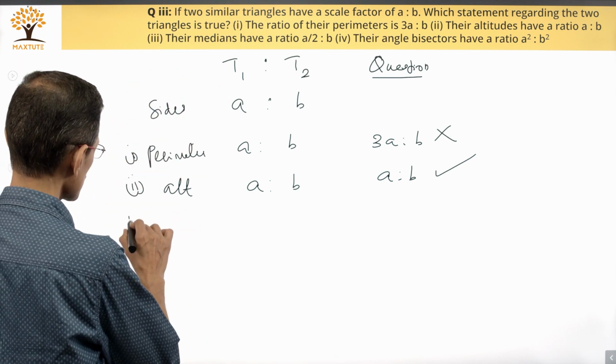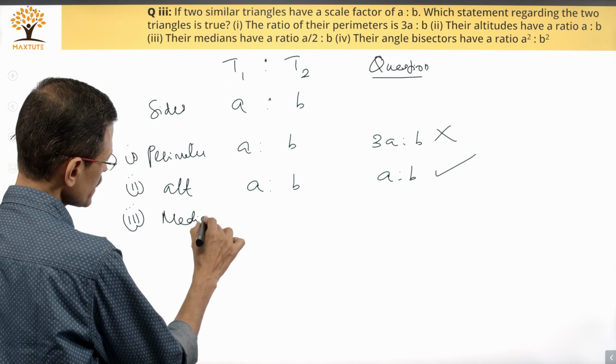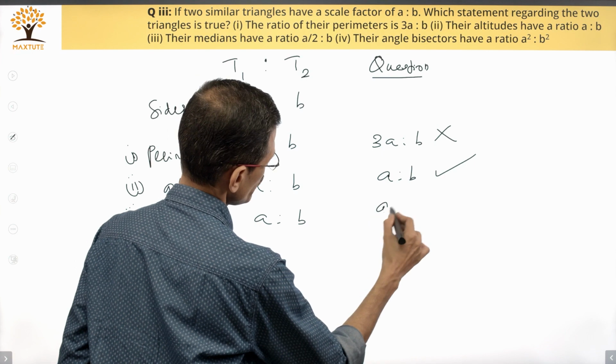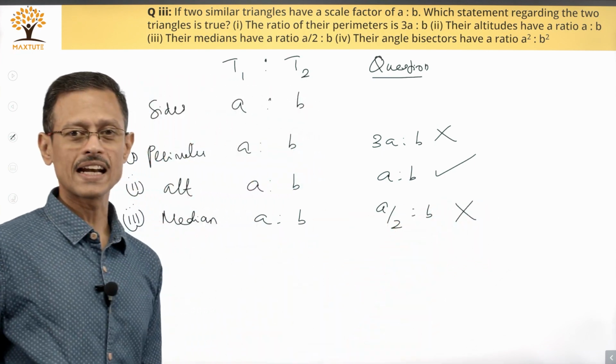Third one says the medians. Median is also a measure of length. So what should it be? It should be in the ratio of A is to B. But what does the question state? It is saying it's in the ratio of A by 2 is to B. It is not A is to B. Therefore, that is also incorrect.